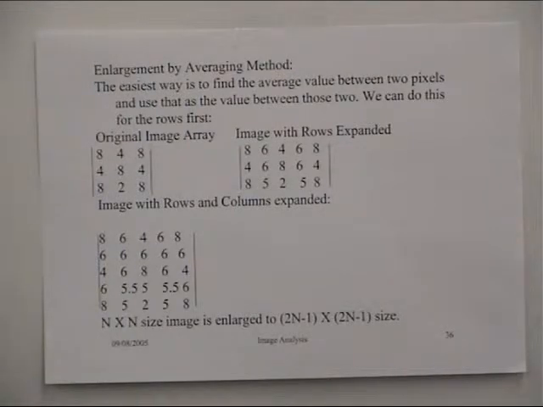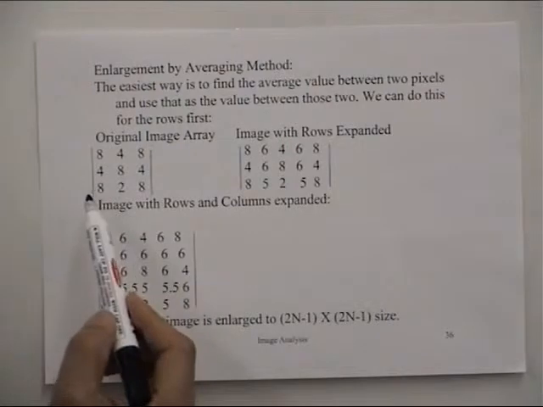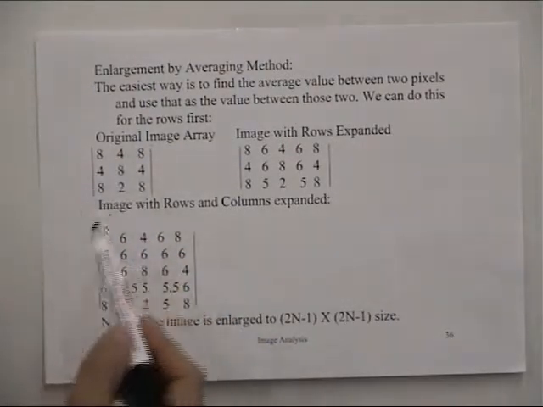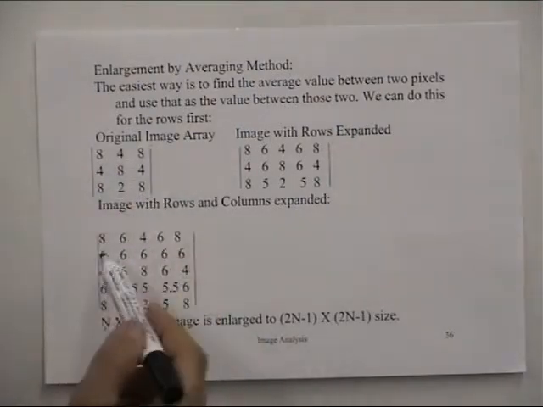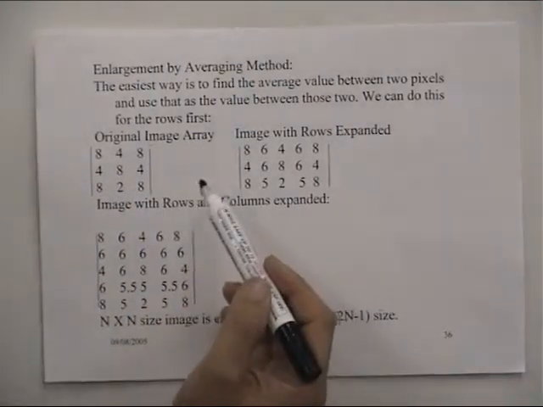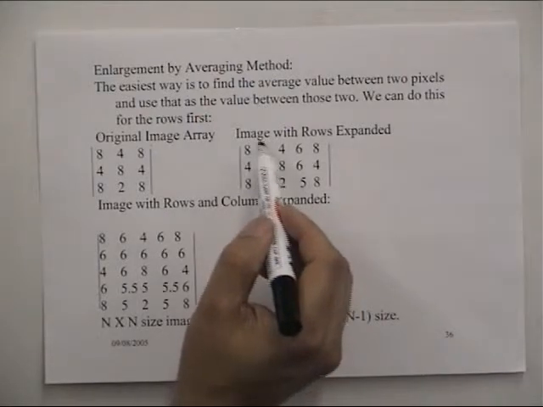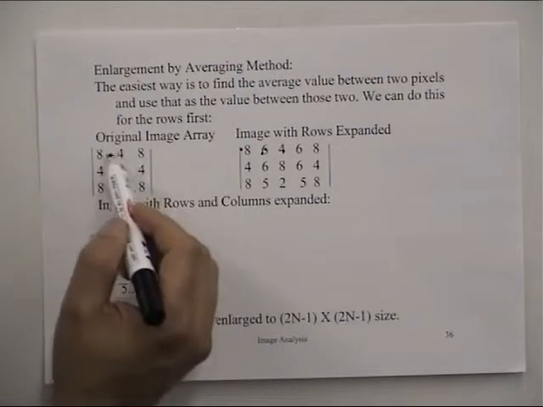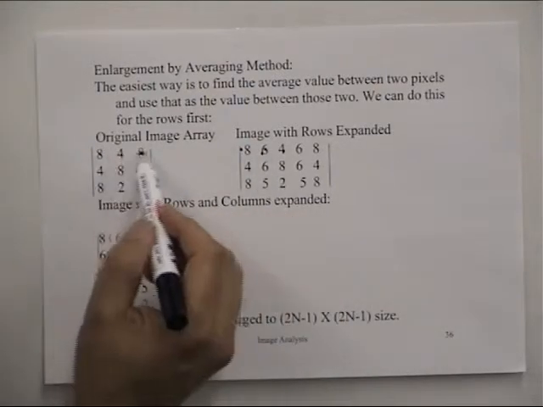Now let's take the simplest example, which is the averaging. What does it do? I have the original image, a series of numbers. I want to now double the size, enlarge it. So between each of these, I put the average of the two. So between 4 and 8, I put 6, 4 and 8, I put 6.